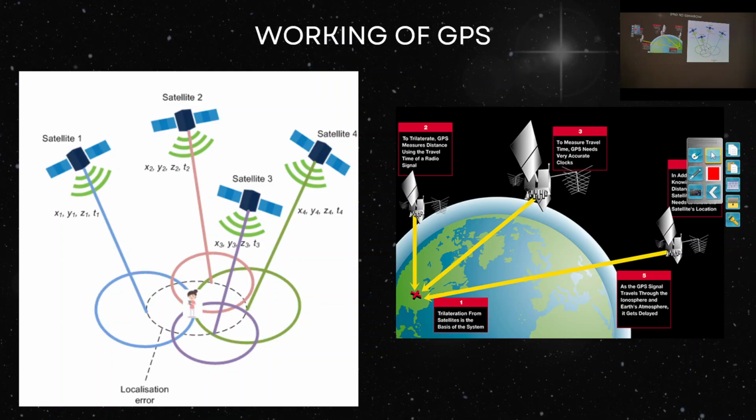The GPS receiver measures the time it takes for the signals to reach it, and can calculate the distance between itself and each satellite.